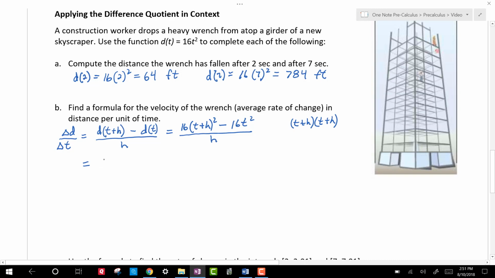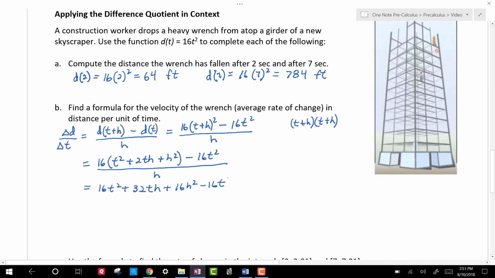So that's going to be, now I got to remember I got this 16 out front too, so I need to put that back. 16. Now t times t is t squared, t times h, and another t times h, that's plus 2th, and then h times h is h squared, minus 16t squared, all over h. I need to distribute my 16, so I have 16t squared plus 32th plus 16h squared minus 16t squared, and this is still all over h.